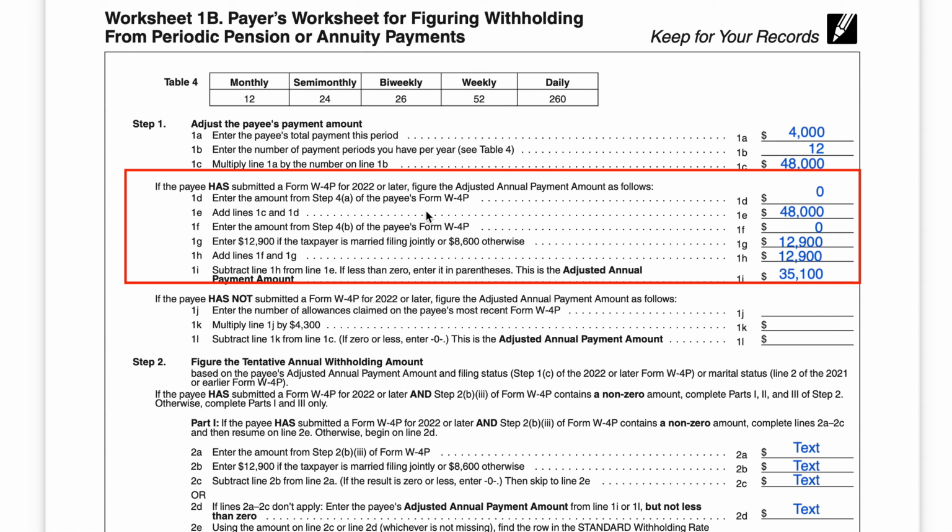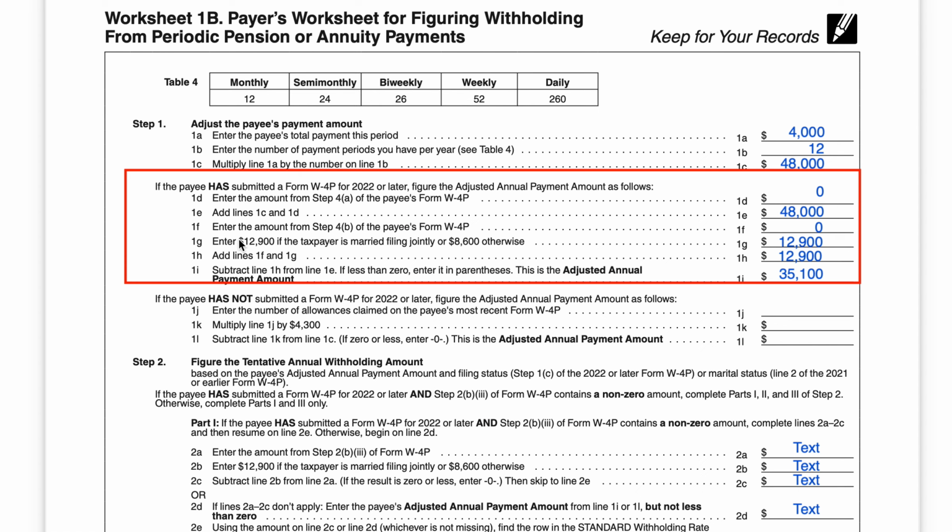In this case, we're assuming that John Doe completed his W-4P for 2022 or later, so this is how that works out. And remember, the Form W-4P had nothing but zeros, so any steps that were entered here, we're going to enter 0. That means $48,000, no extra sources of income to calculate withholding for. And then step 4B is the deductions, so no additional adjustments for the deductions. We're claiming the standard deduction.